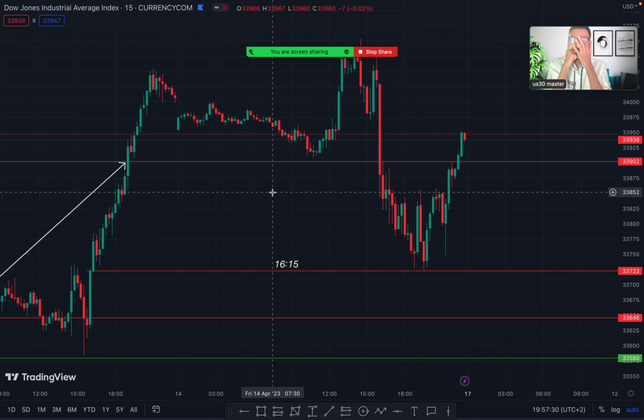So that's an easy strategy to see the market, but make sure you backtest it, and that's the easy way to create a strategy that can work for you.